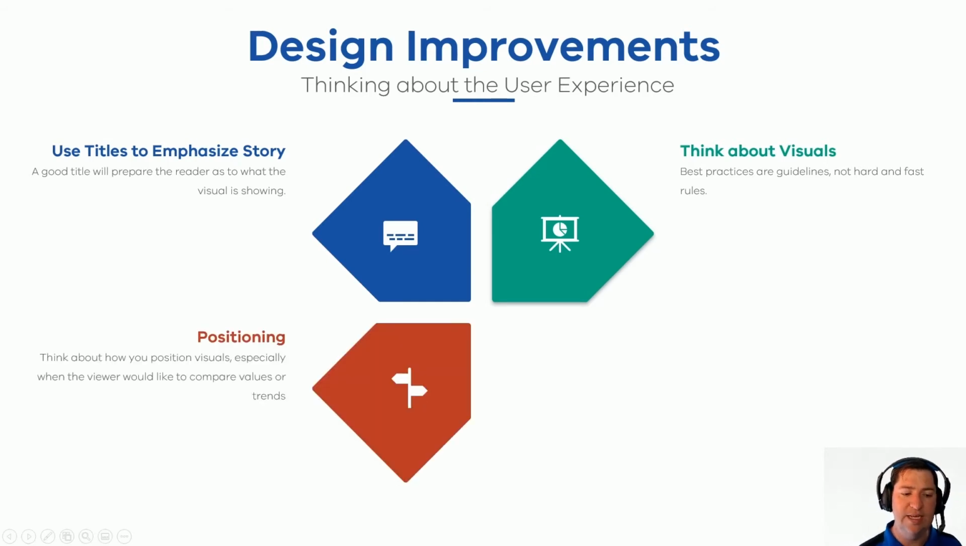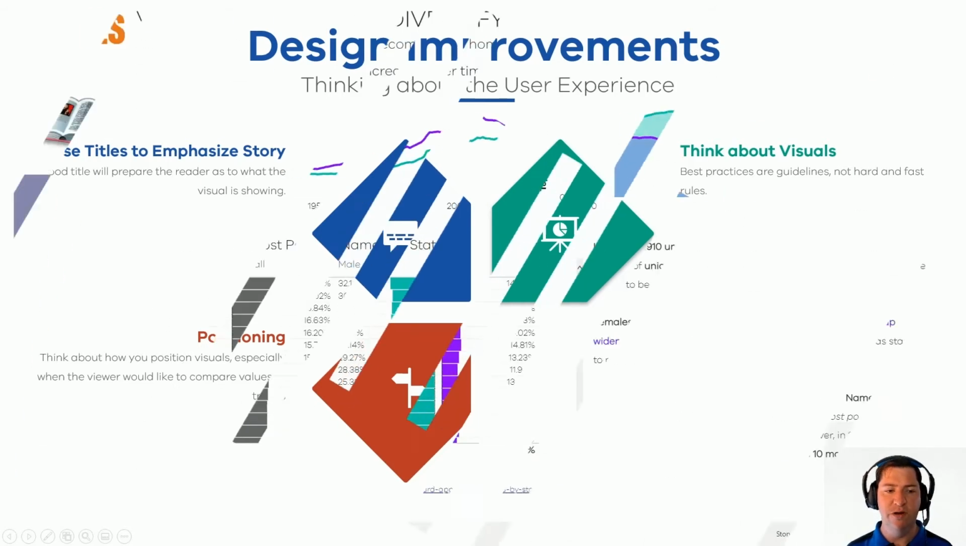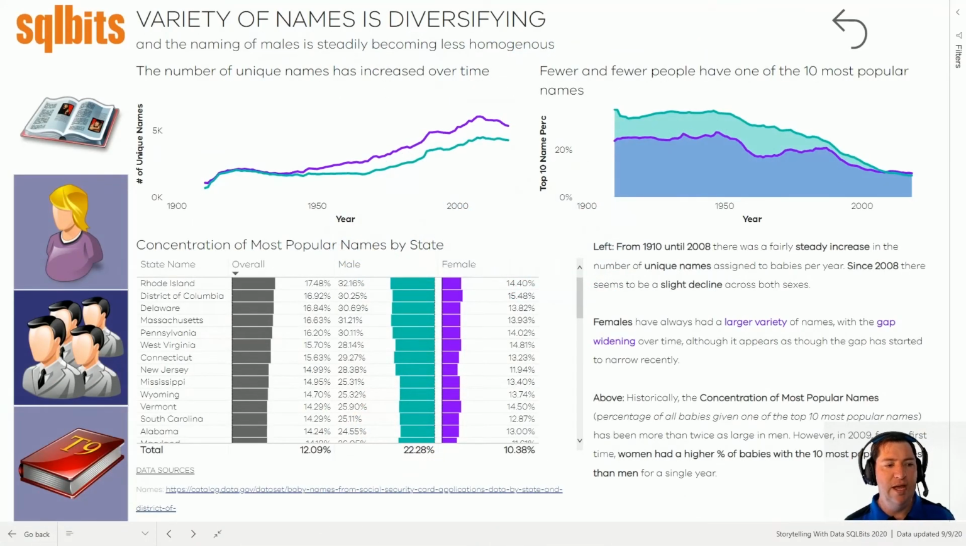Thirdly, positioning. I didn't actually show this. We can maybe pop back into that Power BI report just so I can tell you what I was talking about. So in this visual here, this table, you can see that I've put the male and female data bars next to each other, and I've had them diverging from a similar x-axis. So this one starts on the right-hand side of the bar, this one starts on the left-hand side of the bar.